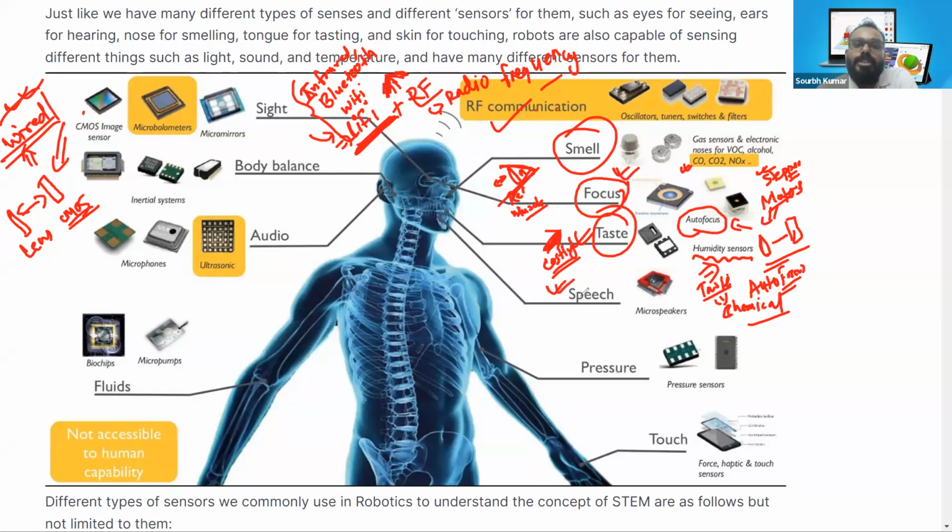So for speech, what we have is our mouth, and through my mouth I speak out every emotion and every piece of knowledge I have. Similarly in robotics, what we have is micro speakers.